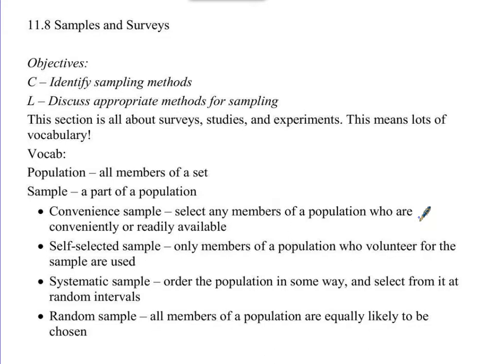That's a convenient sample. A self-selected sample is a sample where only members of a population who volunteer for the sample are used. So you don't have to be a part of the survey or not, but if you turn in the survey, then you are basically part of the self-selected sample. You guys chose to do it, so therefore that's a self-selected sample. A systematic sample orders the population in some way and then selects people at random intervals from that list. It's a systematic sample. There was some sort of order to the way that things were taken.